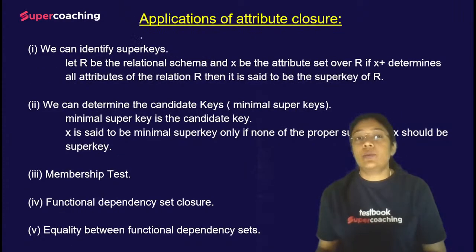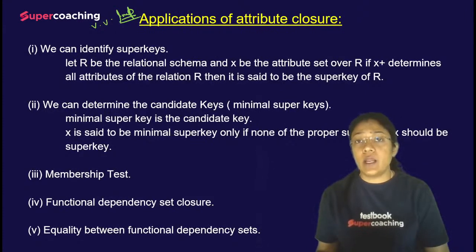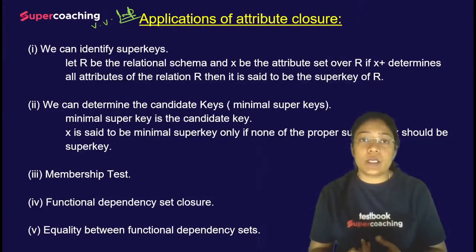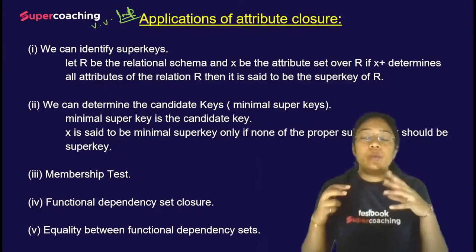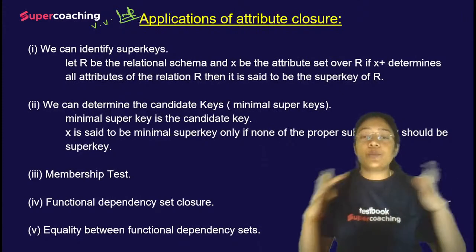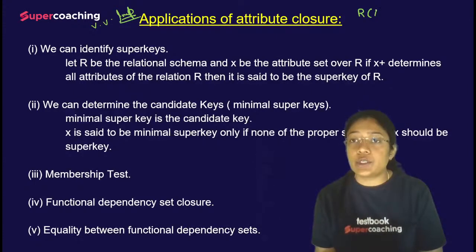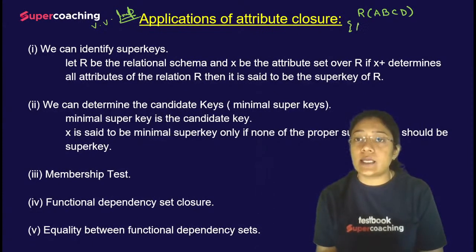So next, we have to talk about the applications of attribute closure. Very, very important topic. On the basis of the attribute closure, we can identify the super keys. Basically, a super key is when we find the attribute closure and it determines all the attributes of a relation R. For example, हम लोगों ने एक example लिया था R. Let's assume that the relation R has 4 attributes A, B, C, D, and we are given the functional dependency set A determines B, B determines C, C determines D, right?